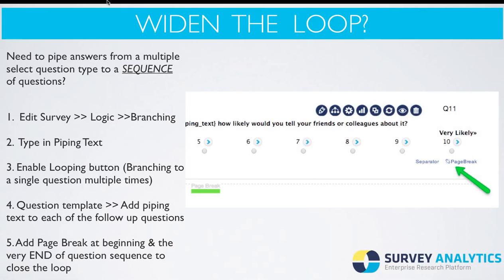So what that will do is allow you to go through those series of 3 questions over and over for each answer. And once you open and close the loop, then it will move on to the next part of your survey.